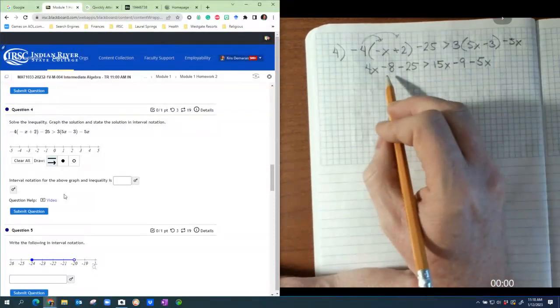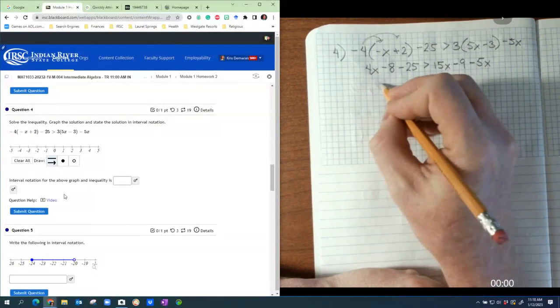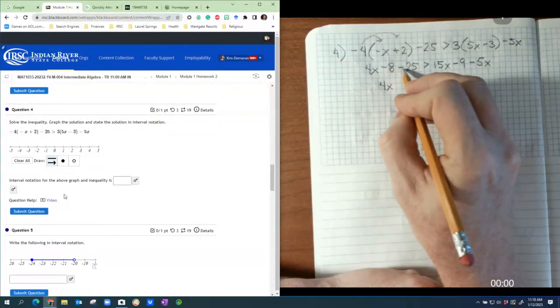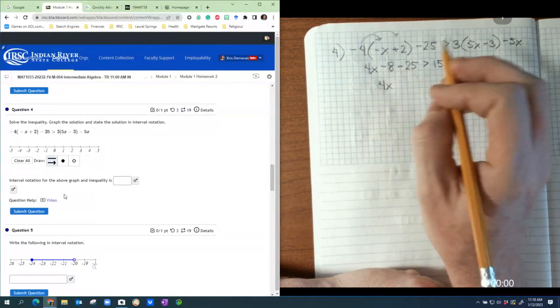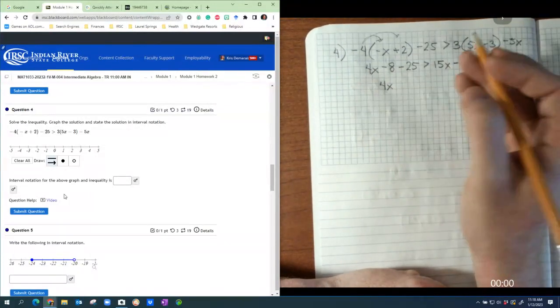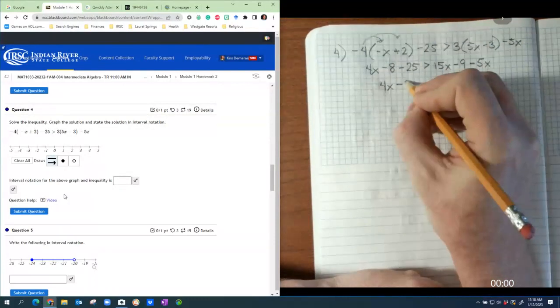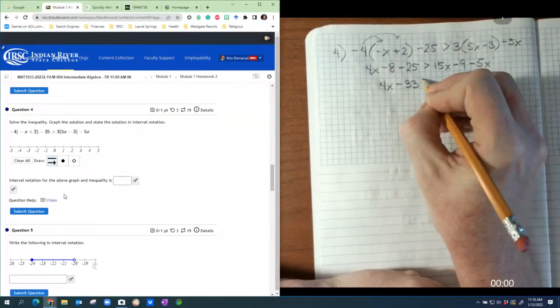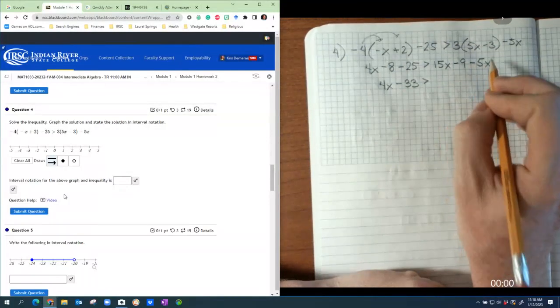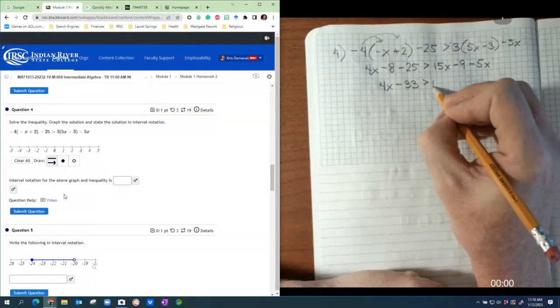Now I combine like terms. So I have 4x, and then I have a -8 added to a -25. Both of them are negative, so you're going to continue to go negative. So it's going to be -33. And then 15x subtracting 5x gives us 10x.